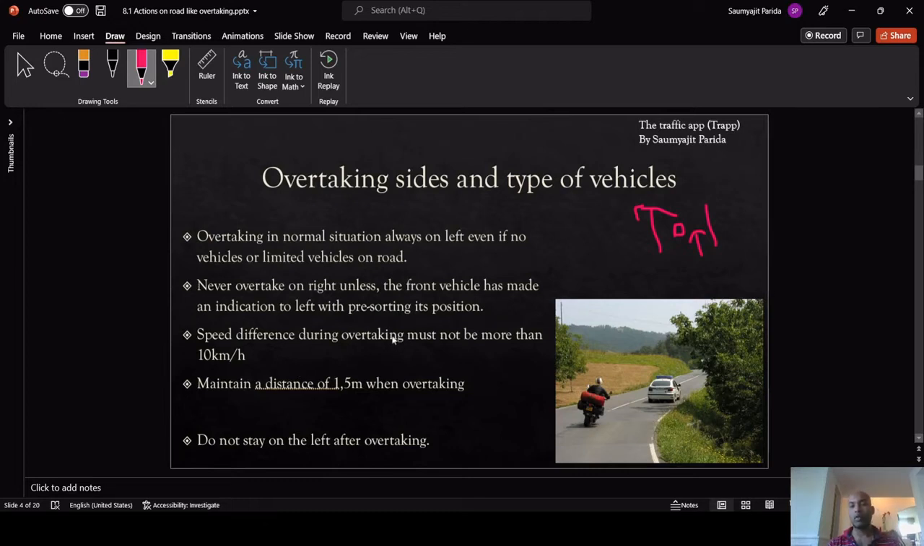The speed difference of overtaking should not be more than 10 km per hour. Very important to know, 10 km per hour. Maintain a distance of 1.5 meters when overtaking. If your vehicle is here and the next vehicle is there, and you're overtaking from the left, then the minimum gap between two vehicles should be 1.5 meters. Do not stay on the left after overtaking, because the rule is that you have to come back to the right. Just come to the right with an indication, because it's a fine. You have to pay a fine of 300 euros if you keep on driving on the left.